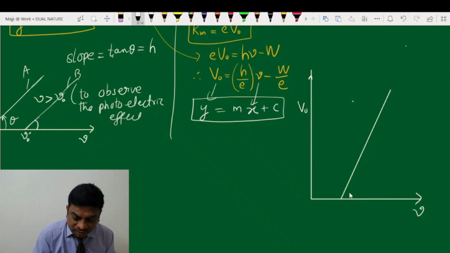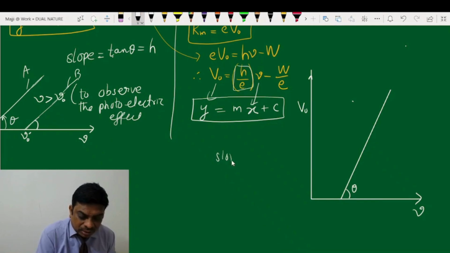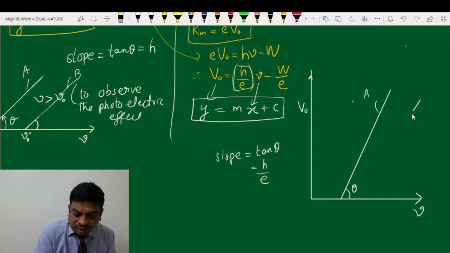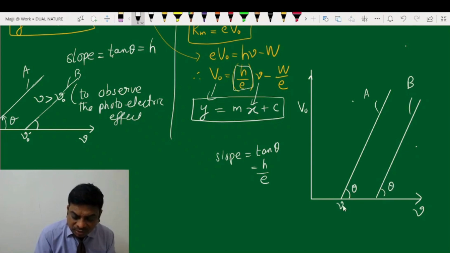This kind of straight line you have. This time the slope is h by e. You can see h by e, and it's a universal constant. Slope is equal to h by e. This is for, let us say, metal A. Then if you plot the graph for another metal, you can have another straight line with the same slope. Same slope, but however, the threshold frequencies will vary.